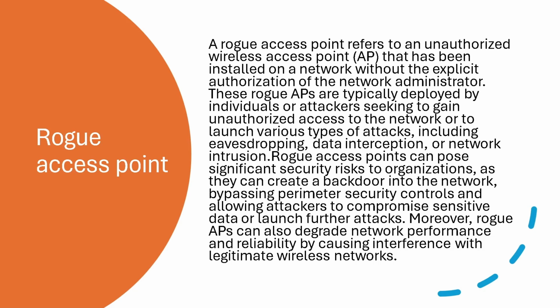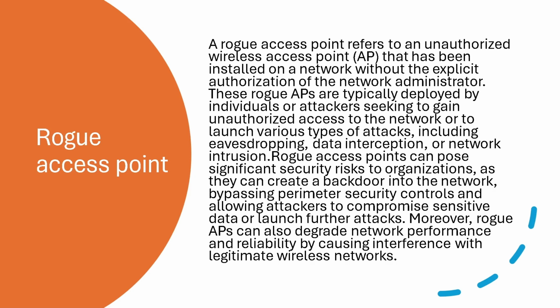Rogue access point. A rogue access point refers to an unauthorized wireless access point, or AP, that has been installed on the network without the explicit authorization of the network admin. These rogue APs are typically deployed by individuals or attackers seeking to gain unauthorized access to the network or to launch various types of attacks, including eavesdropping, data interception, or network intrusion.